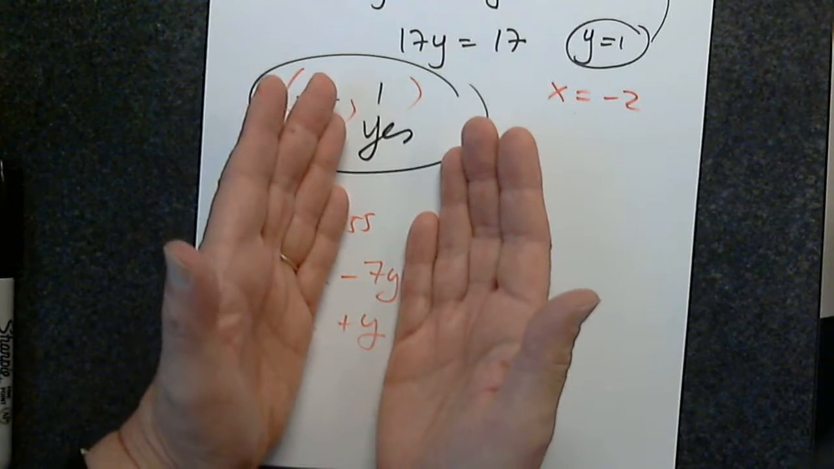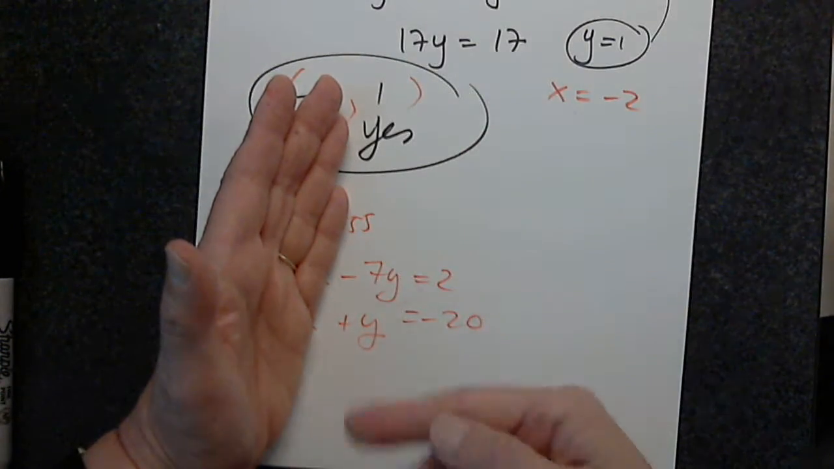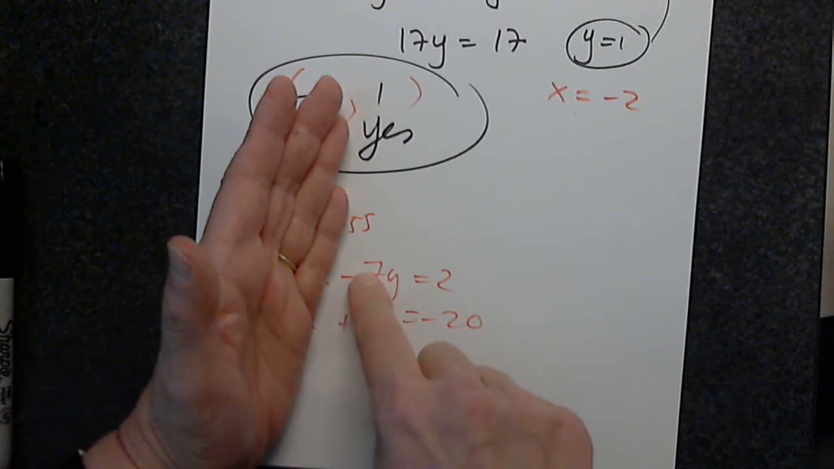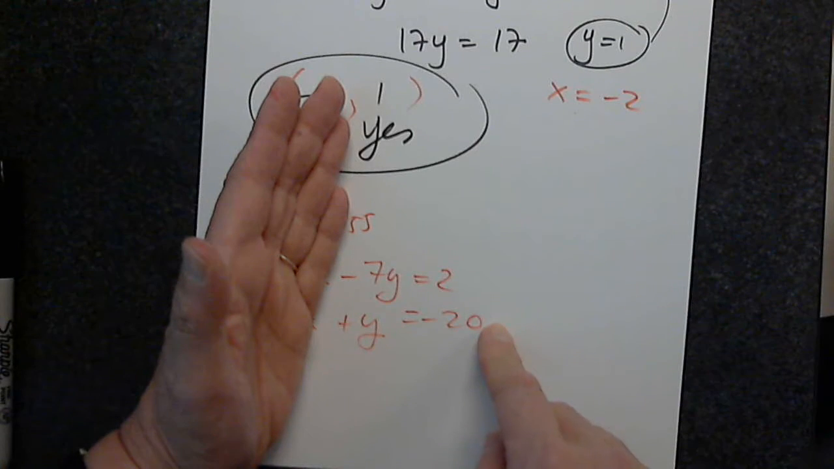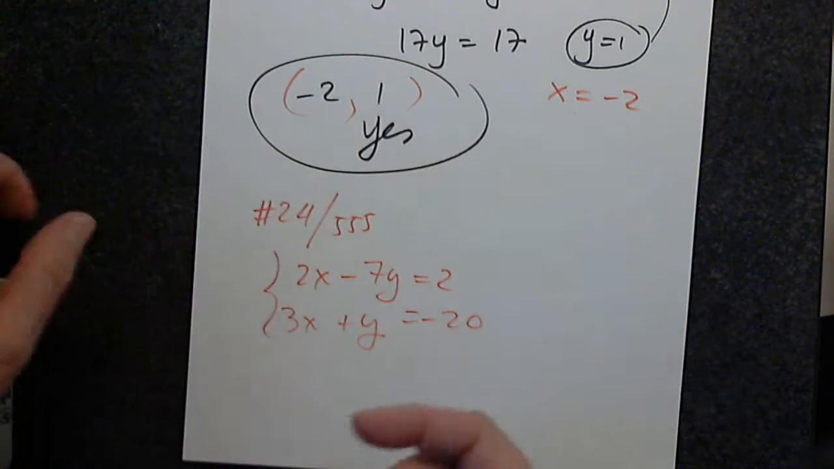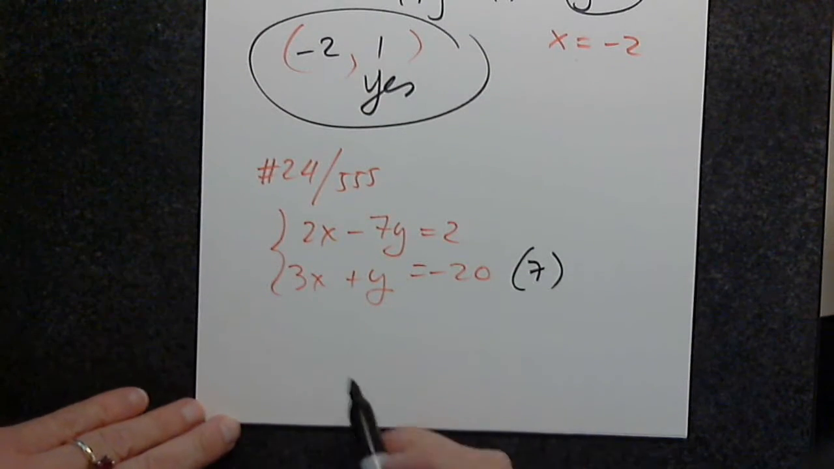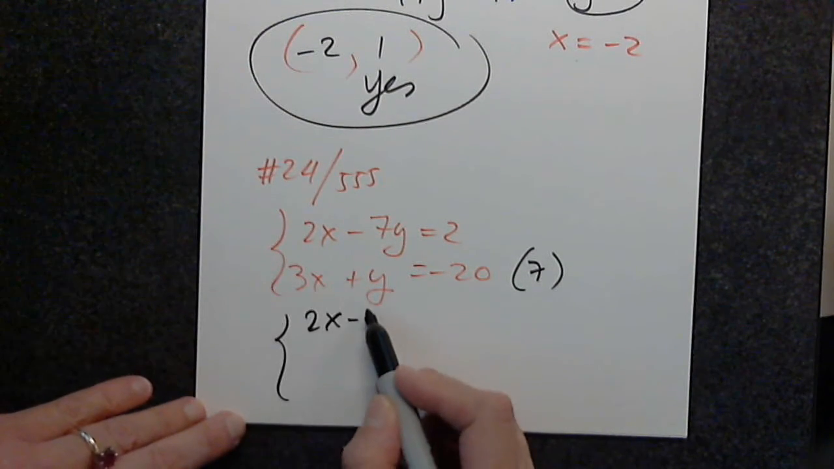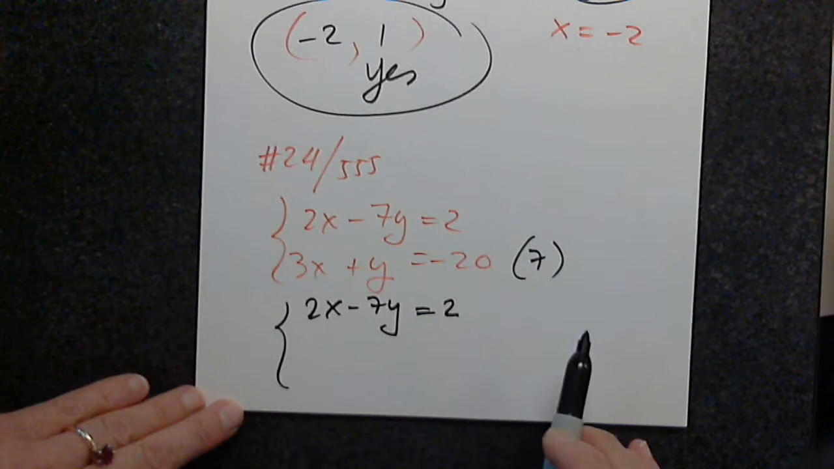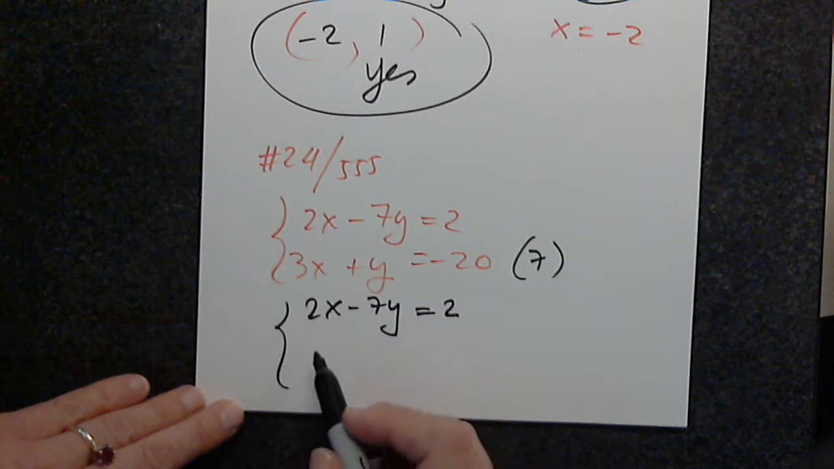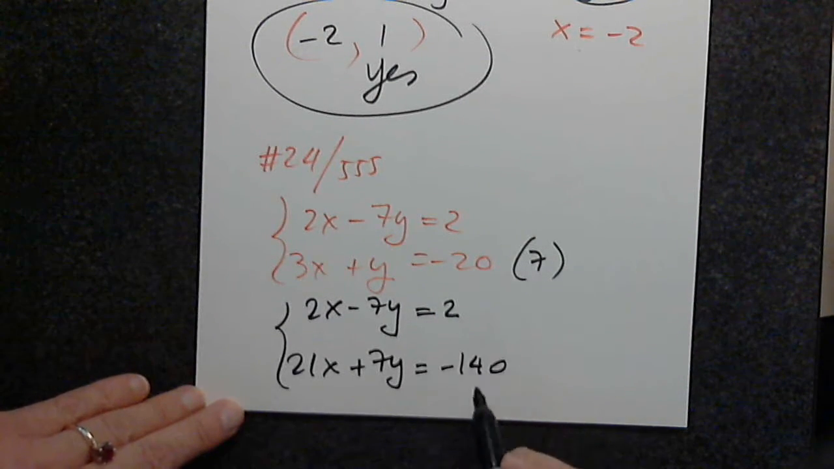Let's analyze y. If I want to get rid of y, that's the easiest thing. I don't have to multiply both equations. I do have a -7y. What should I multiply this equation by? Exactly. So all I have to do is multiply the second equation by 7. I copy the first one as 2x minus 7y equals 2. And I multiply each and every term by 7 of the second one. So 21x plus 7y equals -140.